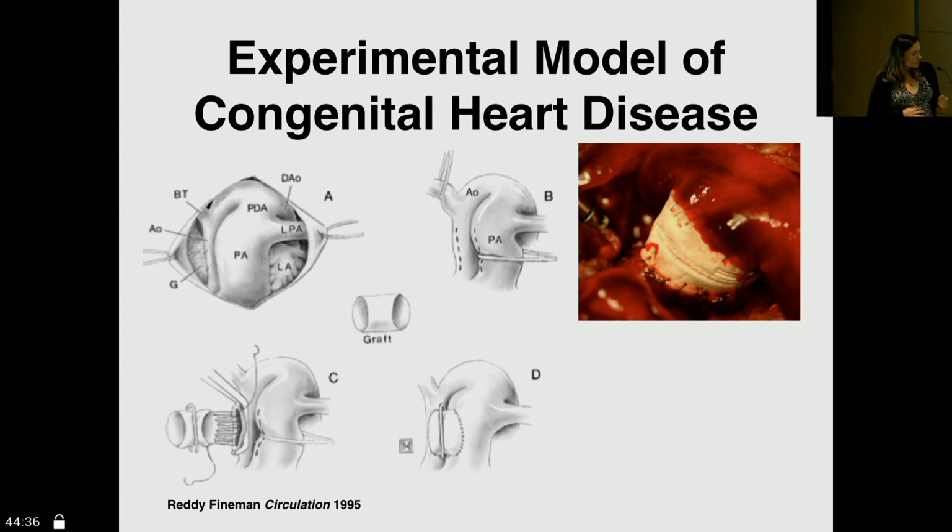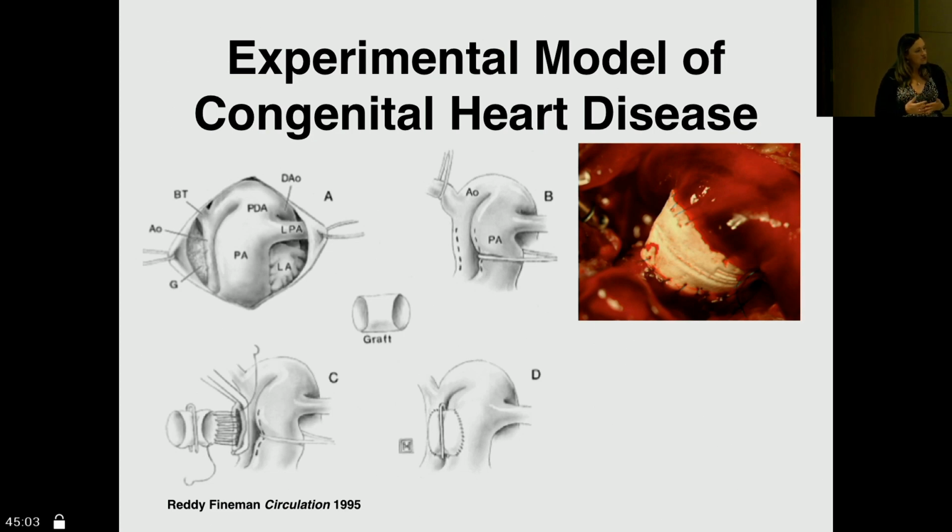And so our model that we use is fetal surgery. This model was actually developed by Dr. Reddy while he was here in the 90s, along with Dr. Feynman. So we do an aortopulmonary shunt. It's a large unrestricted shunt implanted in late gestation fetal lambs, about 2 weeks before spontaneous delivery. So this shunt is important because it doesn't really change fetal hemodynamics at all. It really just recapitulates the ductus.